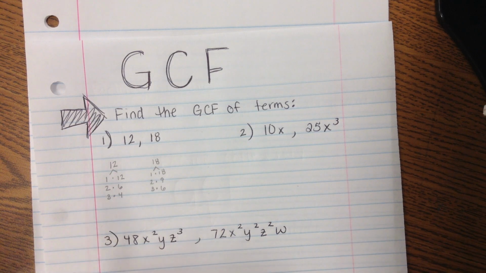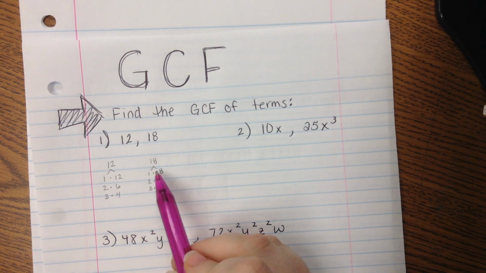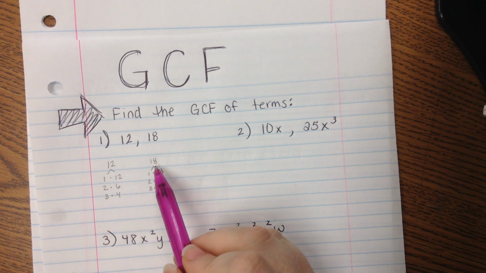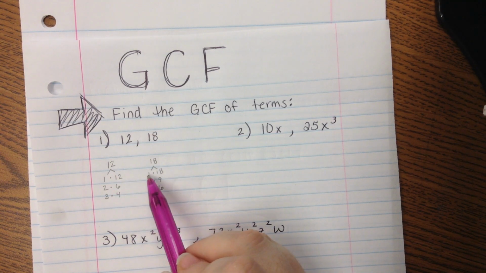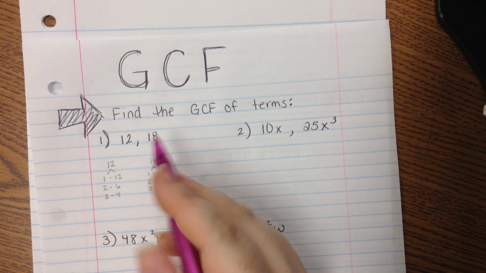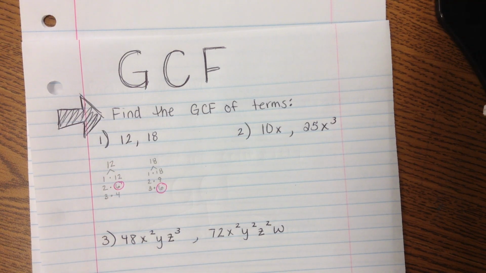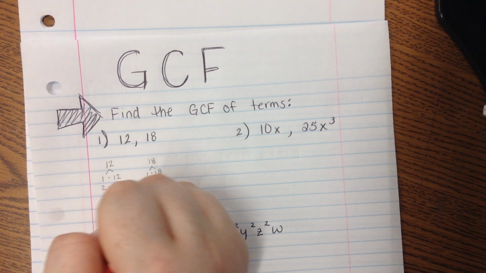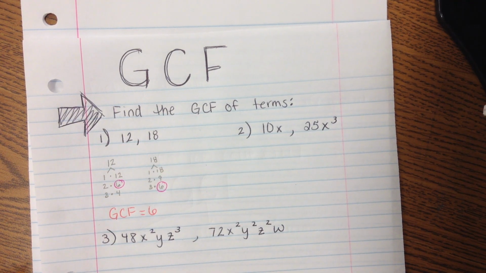Now I find the biggest number that's common to both of these. So if I start up here, 12. 12 is the largest one on 12, but it's not in 18, so I can't use it. 6 is the next one in 12, and 6 is in 18, so it's the largest one in both 12 and 18. So therefore, your GCF for 12 and 18 would be 6. So we'll say GCF equals 6. That's the first step. Then we're going to actually factor it later.